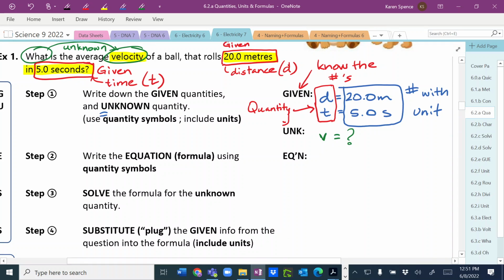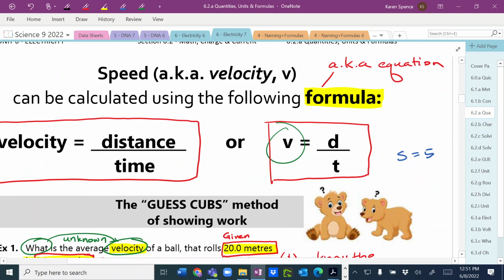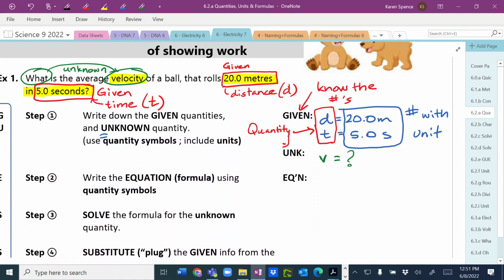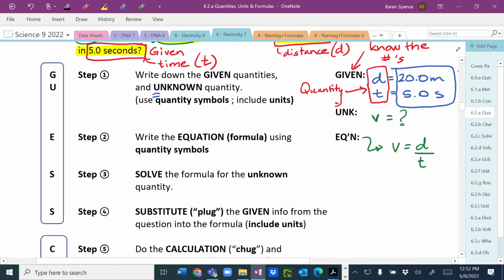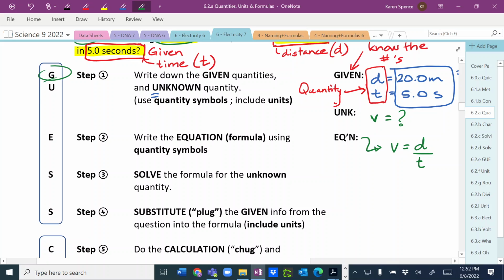And then you're going to have to pick an equation. Right now, we only have one equation in front of us, so choosing it will be very easy. Which equation would you like to choose? Would you like to choose this one that's right on the screen in front of you? Yes. Okay, so let's do that. We have our equation, which is v equals d over t.